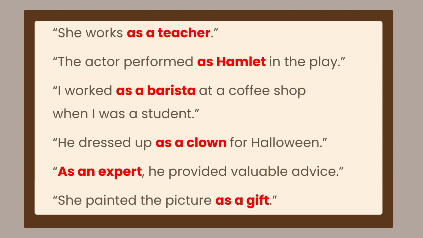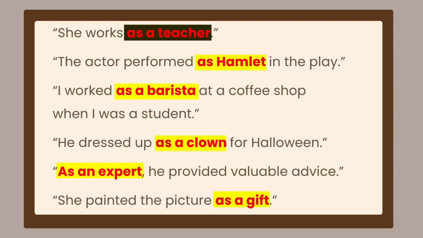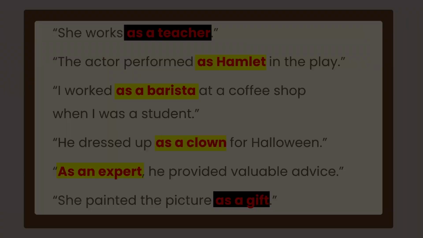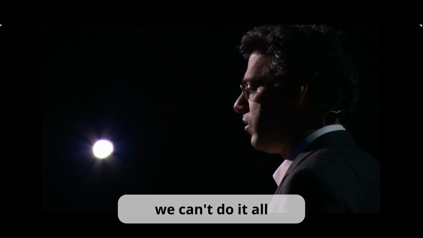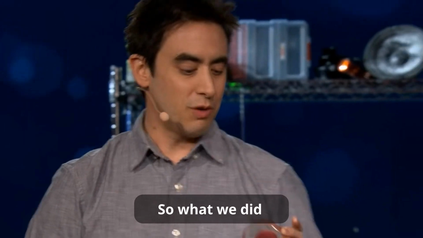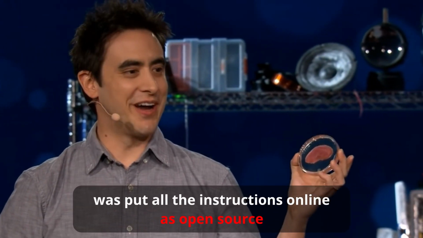As you can see in these examples, "as" is used to describe a job or function of someone or something. "As a teacher" is depicting a job, which is a teacher, and "as a gift" is depicting a function of the picture. We don't just live as individuals. As doctors, we can't know it all. We can't do it all. So what we did was put all the instructions online as open source.